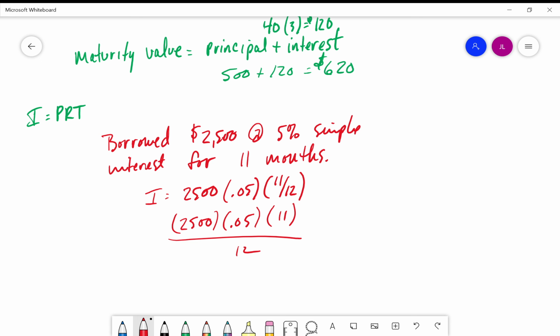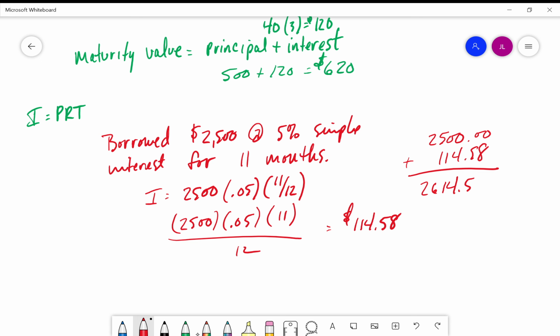So if we put this in, 2,500 times 0.05 times 11 divided by 12, we get 114.58. So that is the interest for 11 months if you're borrowing 2,500 at 5%. So if this person borrowed 2,500 at 5% simple interest for 11 months, at the end of that 11 months, they'd have to pay back 2,500 plus the 114.58 in interest, meaning they have to pay back 2,614.58. And that's the maturity value.